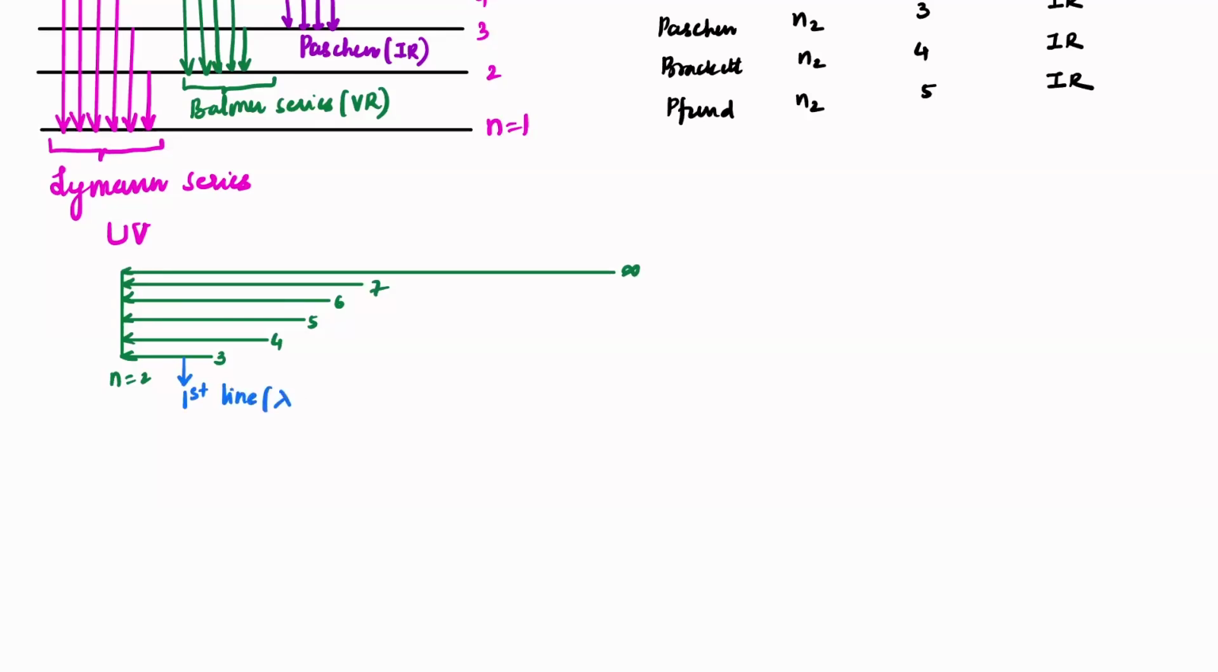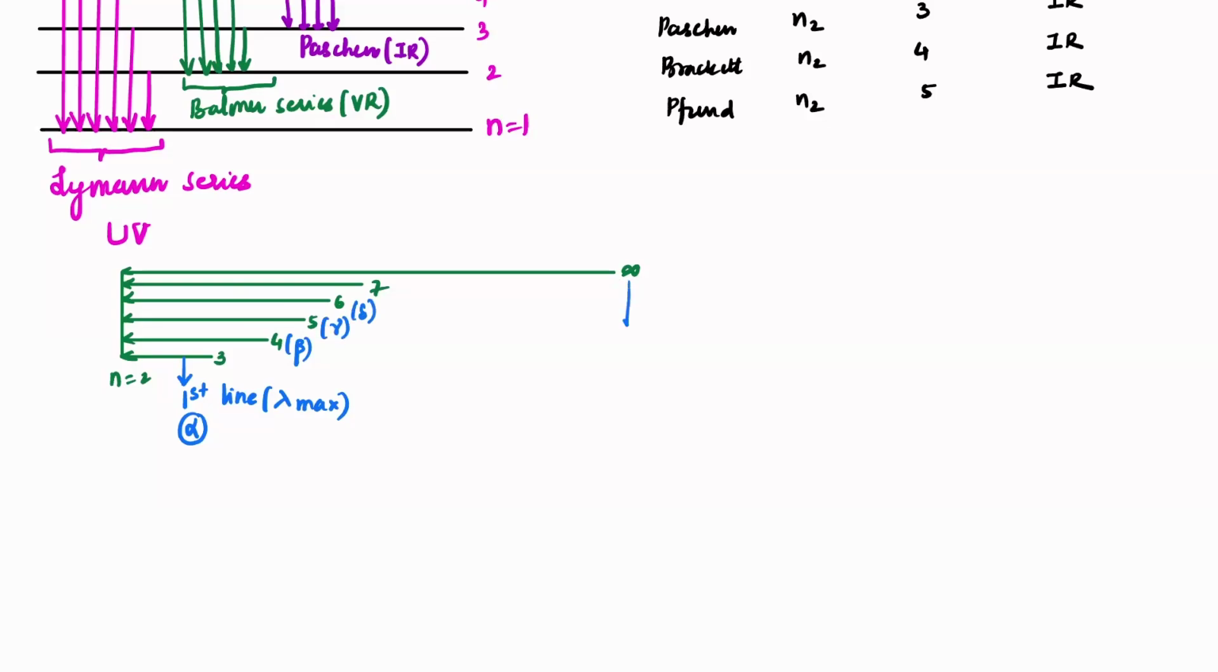The first line is the one where lambda is maximum because the energy difference is minimum. And minimum energy means maximum lambda. Got it? And this is the second line. And first line is also called as the alpha line. The second line is beta line. Then we have gamma line, delta line, and so on.